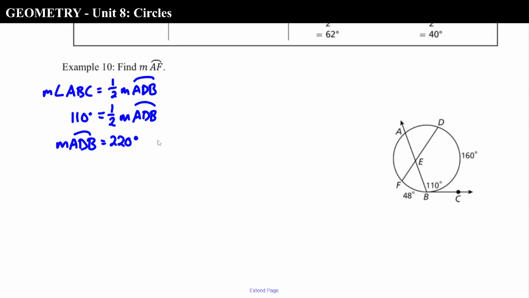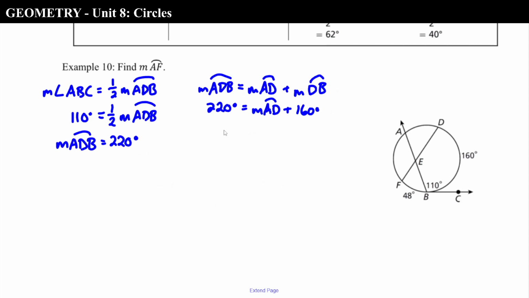Well, we know that the measure of arc ADB is equal to the measure of arc AD plus the measure of arc DB. This is arc addition. Okay? So we know that 220 is equal to the measure of AD plus DB, which is 160. So that gives us that the measure of AD is going to be 60 degrees. And I'm going to actually label that here.